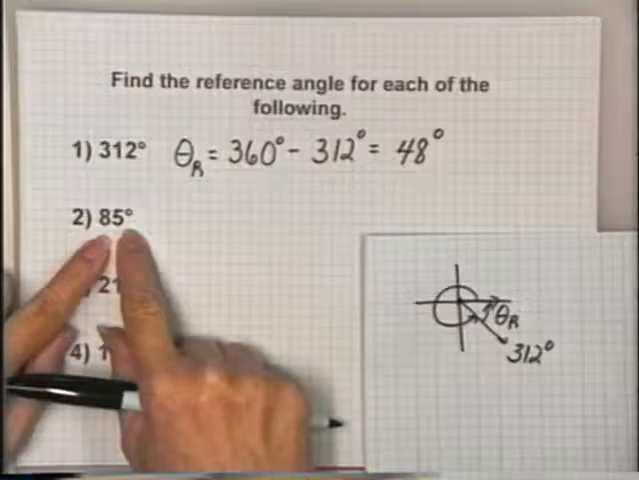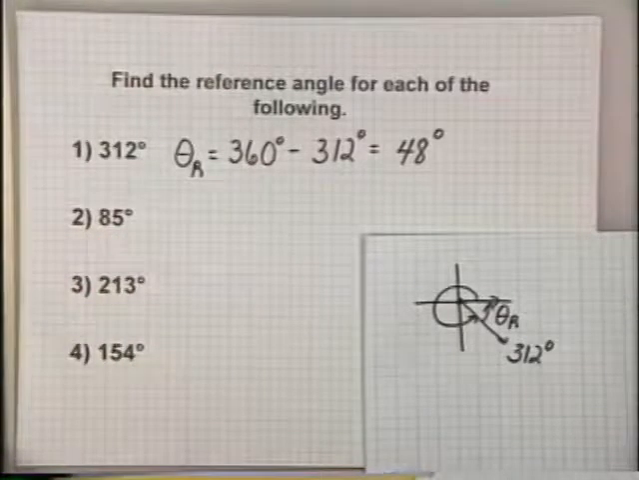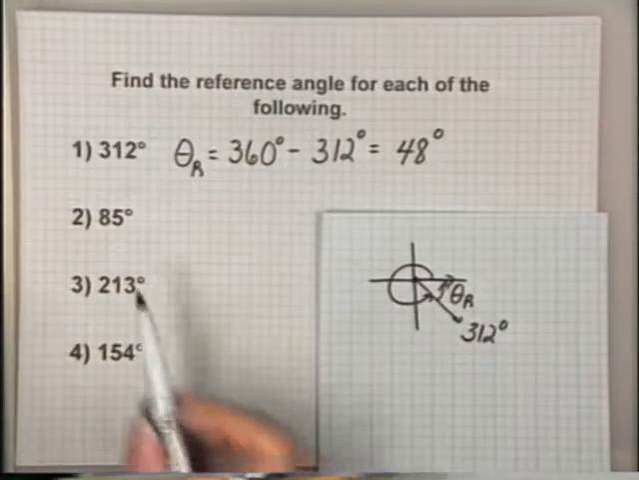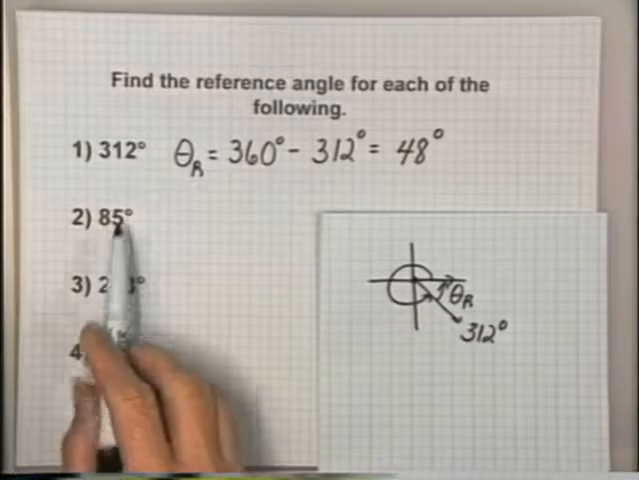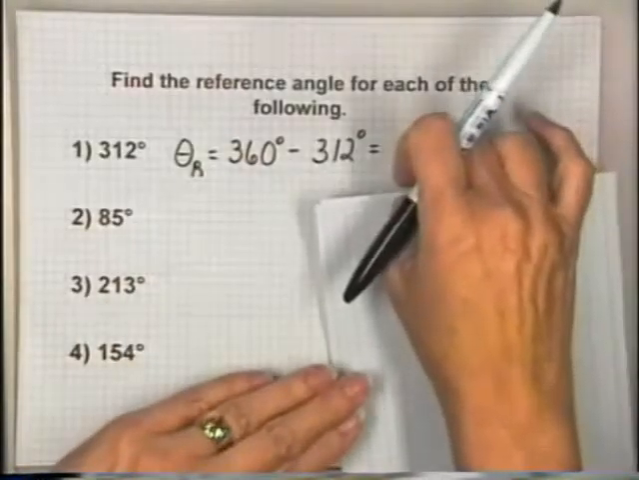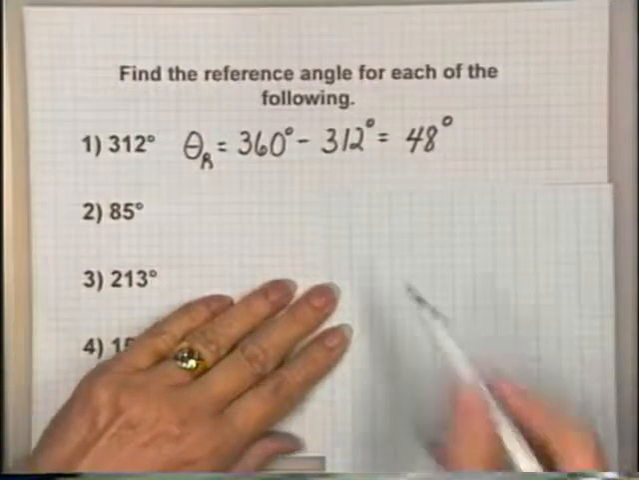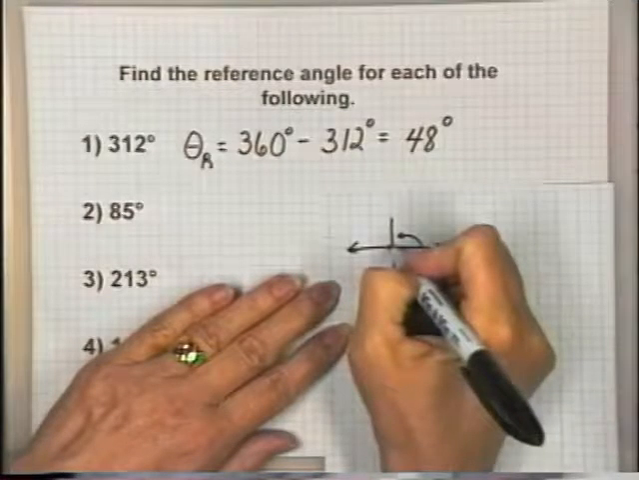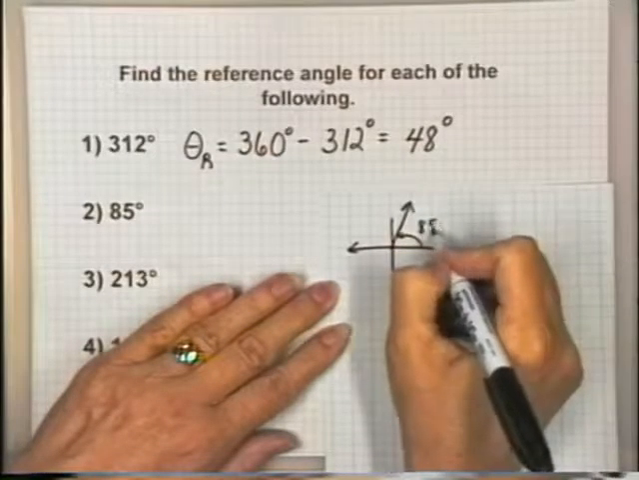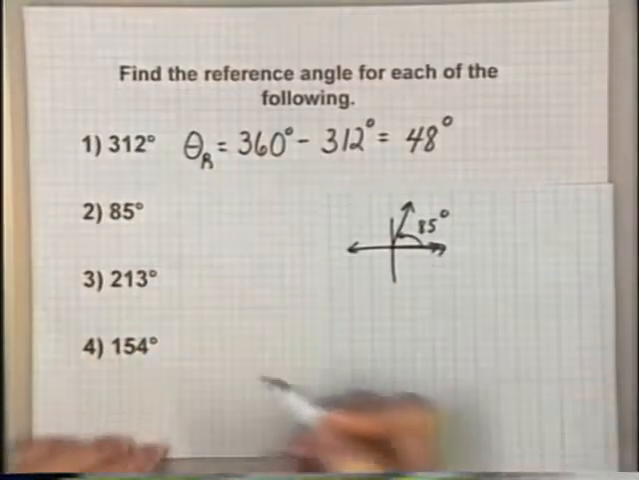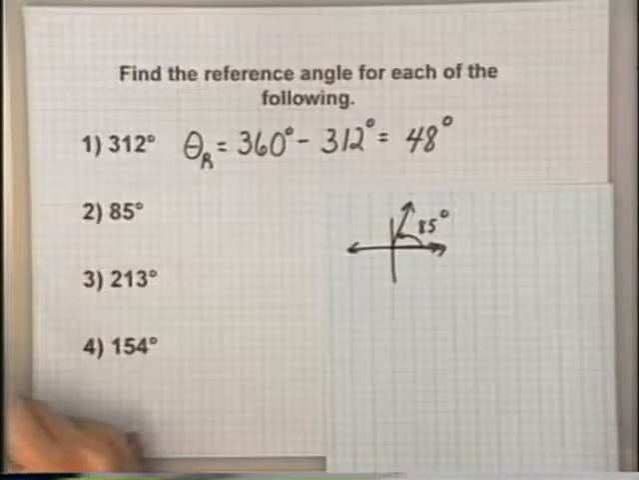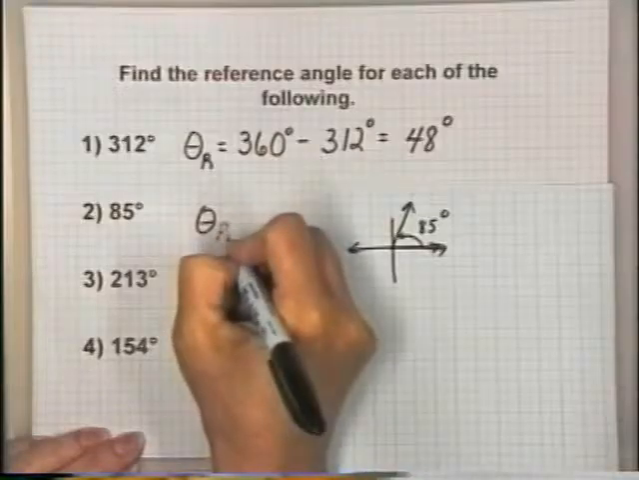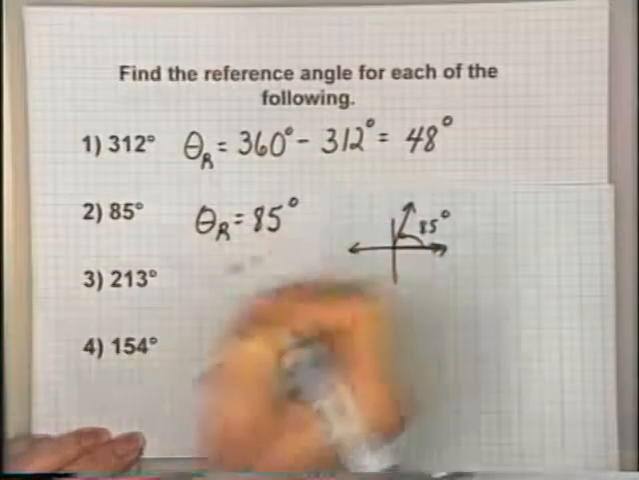How about number 2? It's 85 degrees. What we want to do is figure out what quadrant its terminal side is in. Let's sketch it. It's almost 90, isn't it? So there's our 85-degree angle. And what do we know about the reference angle for first quadrant angles? Well, it just equals the first quadrant angle.